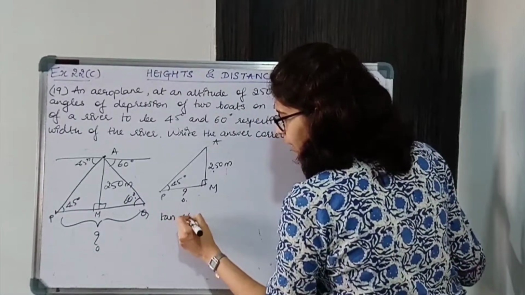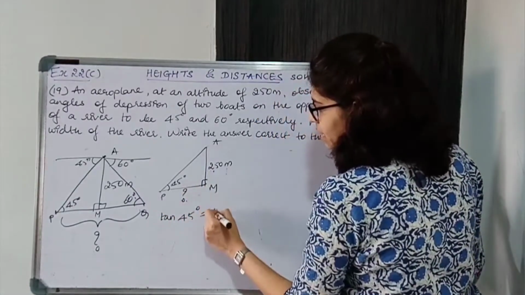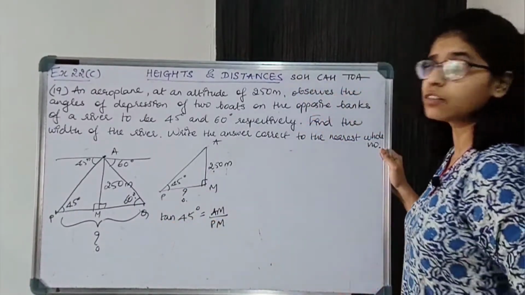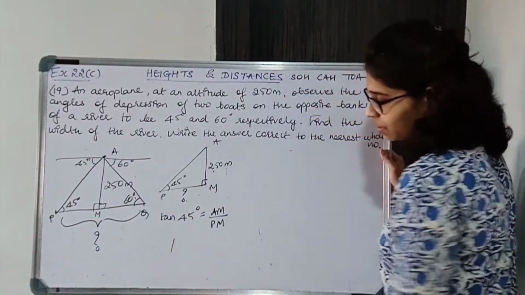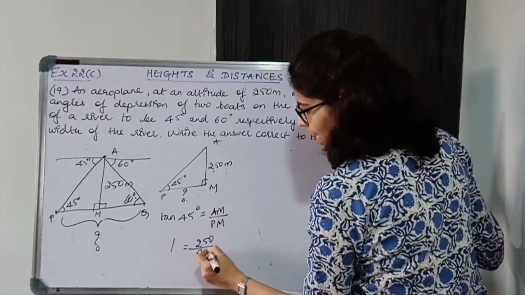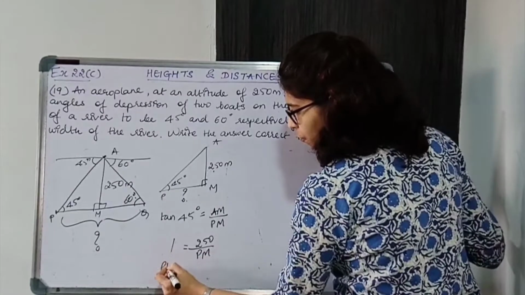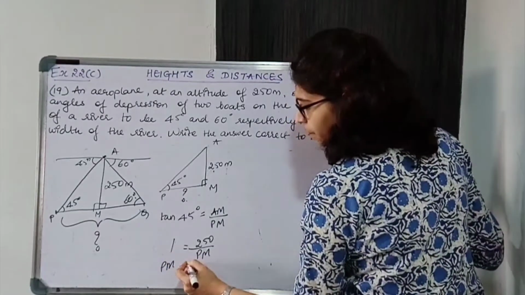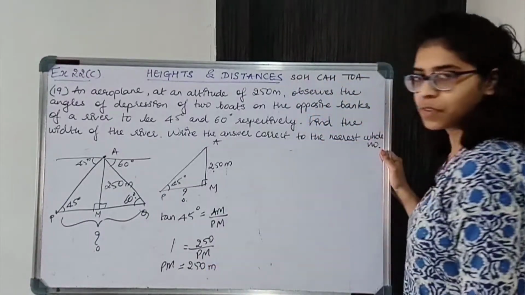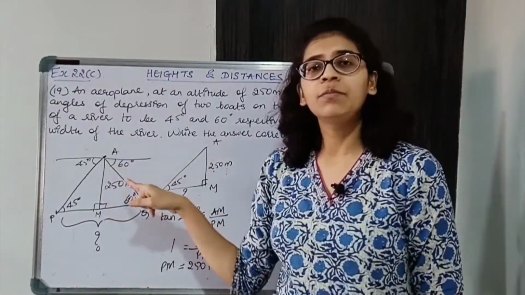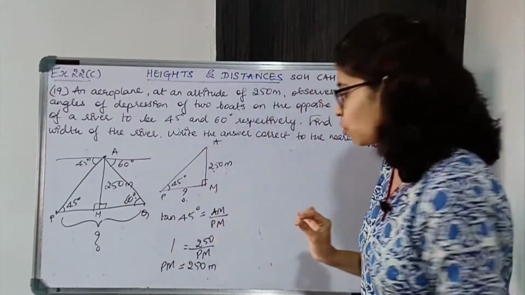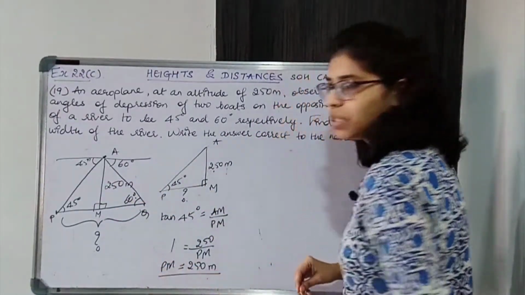Tan 45 is equal to opposite, that is AM, upon adjacent, that is PM. Tan 45 from the standard value table is 1. AM is 250. PM we have to find. Just shift PM. PM into 1 gives 1. Sorry, PM is equal to 250 meters. Since the height is given in meters, all the distances and heights will be in meters now. So we got PM as 250 meters.